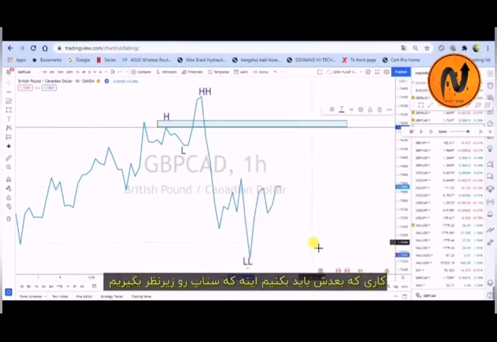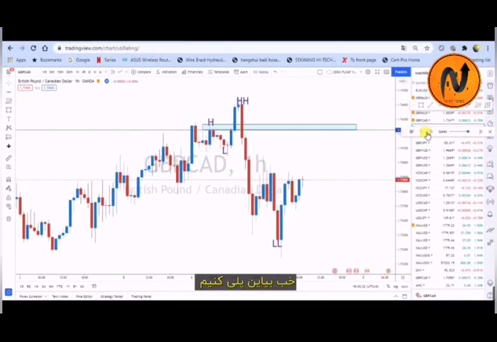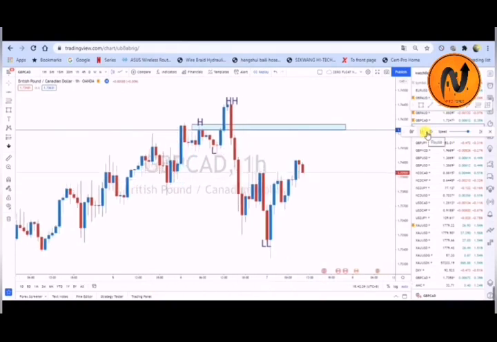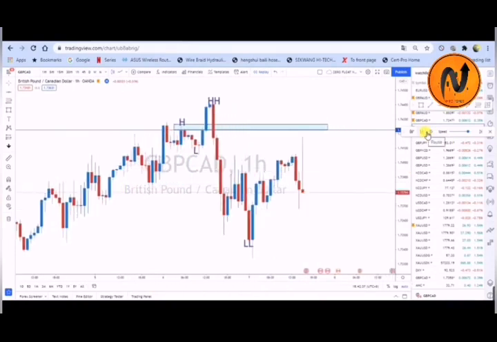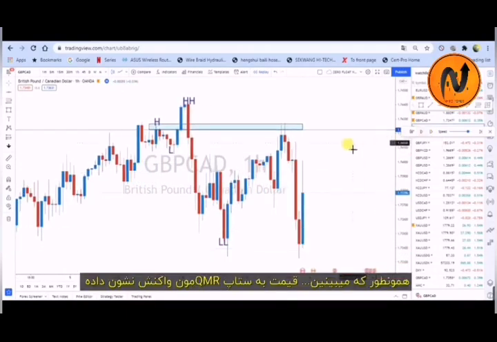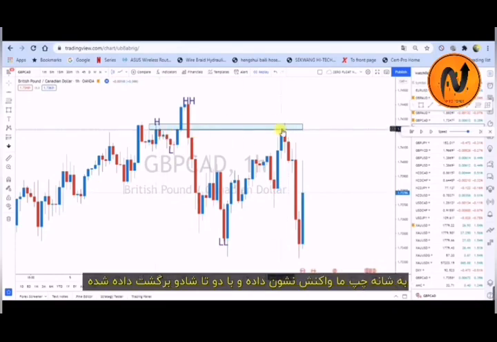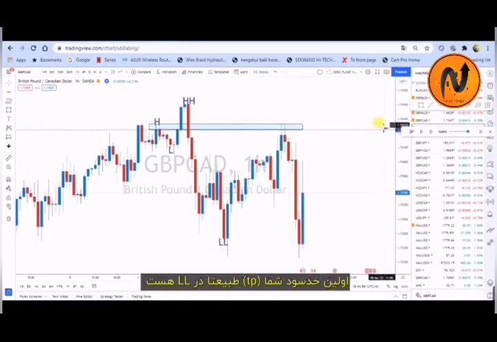Next thing we should do is monitor this setup. Make sure that it doesn't go on a late retest. So let's play now. Okay, as you can see, the price has reacted to our QMR setup. Right, this is very beautiful. It reacted to our left shoulder and rejected with two wicks, and it went all the way down.